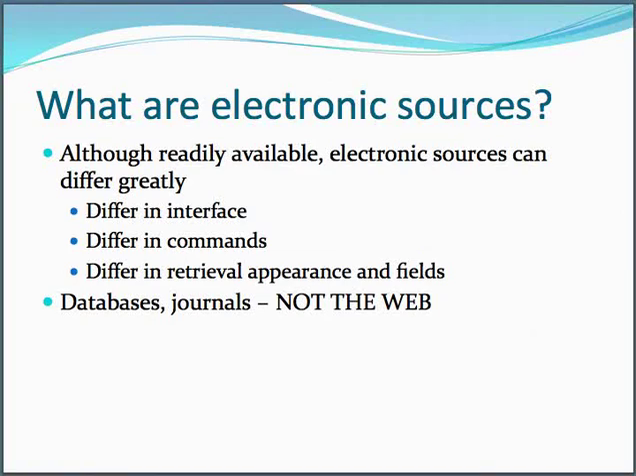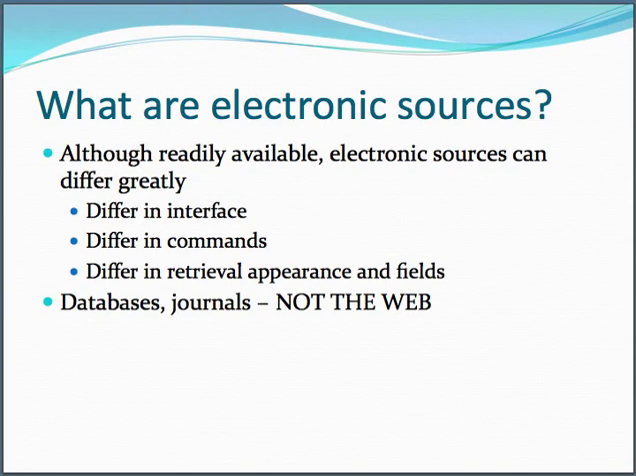So what are electronic sources? All the already available electronic sources can differ greatly. So there are different types of electronic resources. They may differ in interface, they may differ in commands, they differ in retrieval appearances and fields, and also searchable fields.